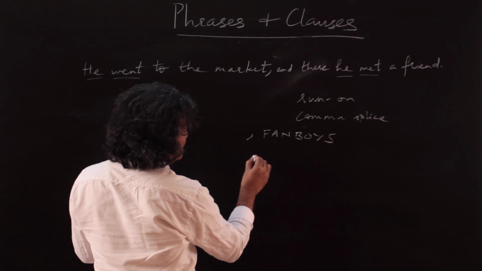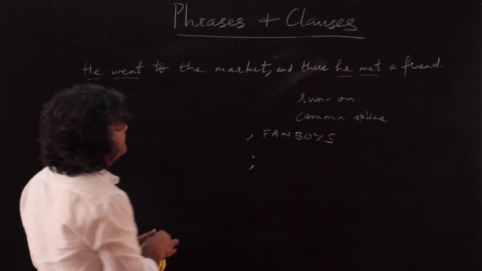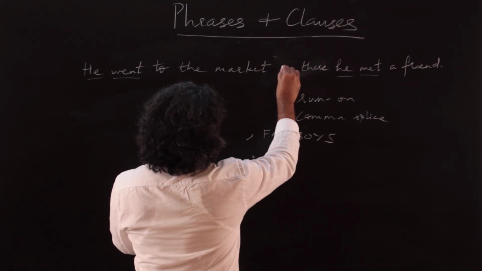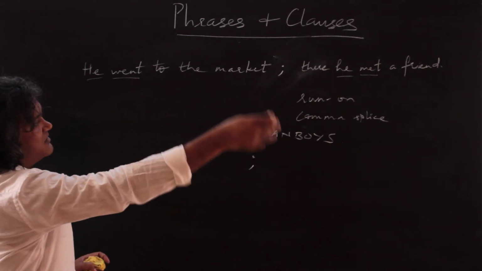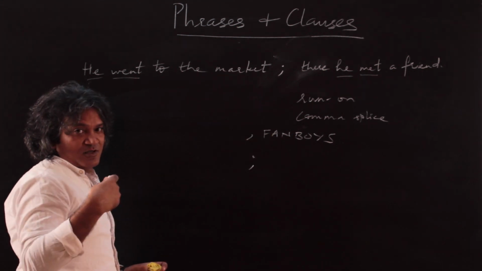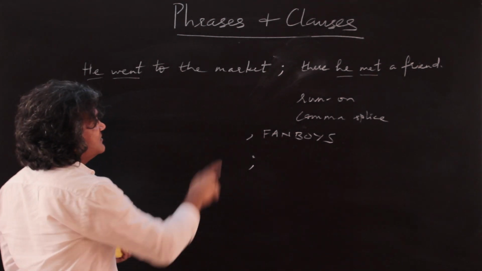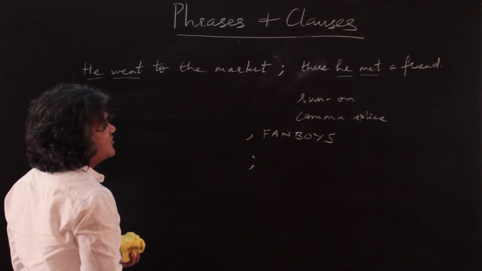The second method is you just use a semicolon. So instead of this, you just do this. "He went to the market, semicolon, there he met a friend." In fact, if you've ever wondered what is the point of a semicolon, when are we supposed to use it, this answers that question. You use a semicolon to separate two independent clauses.